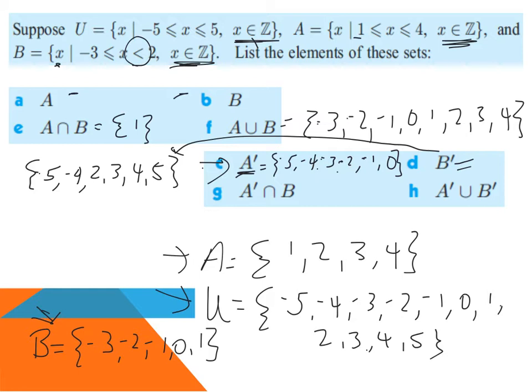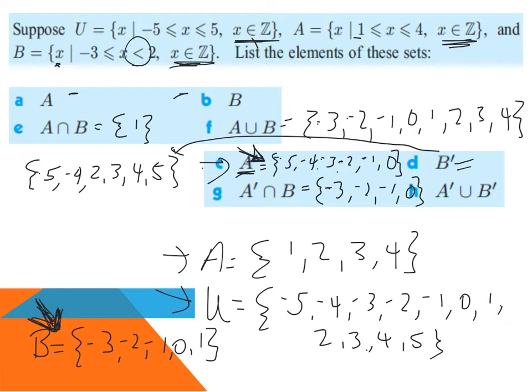Then we have G, which is not in A intersects B. So here's our not in A, which is right here. -5, -4, -3, -2, -1, and 0. And then here's our B right here. And we want to know what intersects. So what's in both of those? Well, -3 is in both of those. -2 is in both of those. -1 is in both of those. And 0. So that is going to be the set -3, -2, -1, and 0.